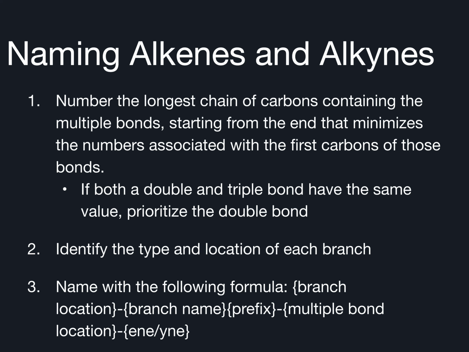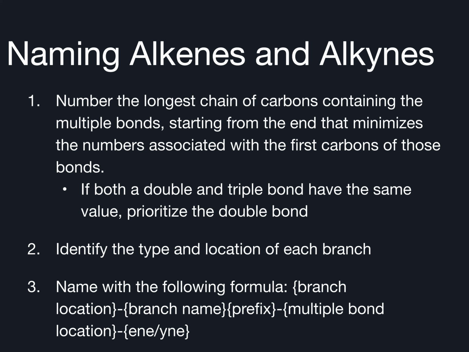If both are present, then we will add up the numbers for all the double bonds and triple bonds and figure out whichever one is lowest. That's going to be the numbering scheme we're going to use. If you have two possibilities where a double bond and a triple bond are both the lowest, then we're going to prioritize the double bond over the triple bond. You are never going to have to do that on the diploma though.